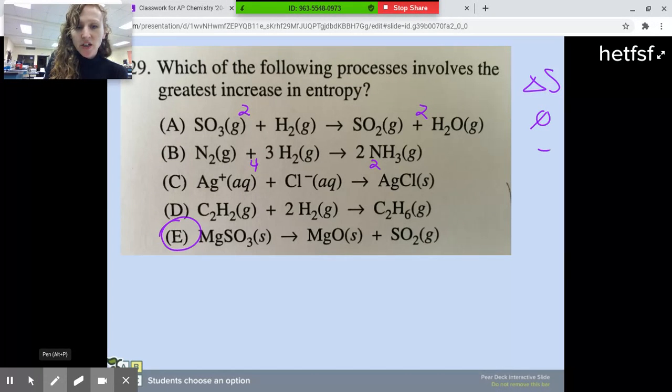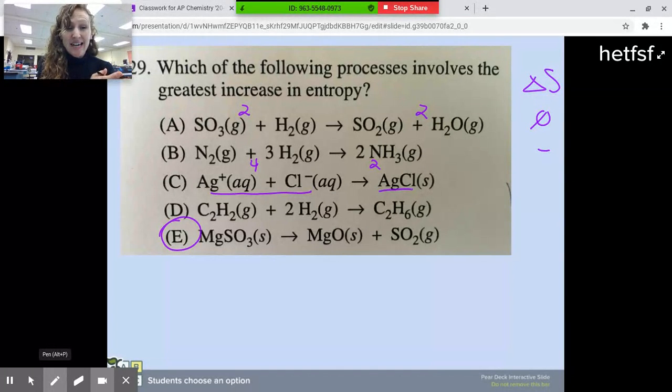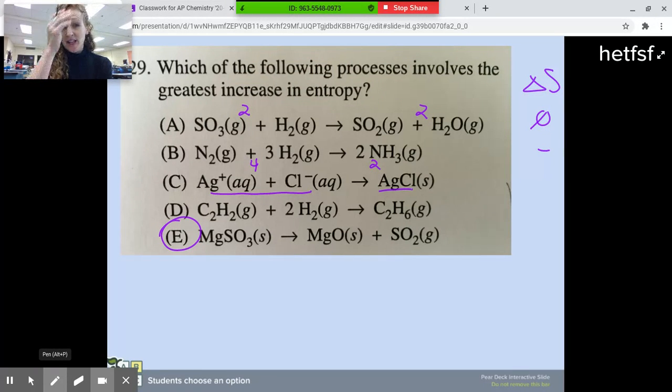C is tricky because it's ions going to a solid, but it's aqueous ions going to a solid. So you really can't say either way because you're going from an electrolyte solution to a solid. It may be decreasing in entropy because you're forming a crystal, but maybe not because an electrolyte solution is pretty ordered also. On D, you're going from 3 molecules of gas to 1. So entropy here is going to decrease. And then on this last one, you're going from a solid to 1 mole of gas. And so this is actually the only one where entropy is going to increase for sure.